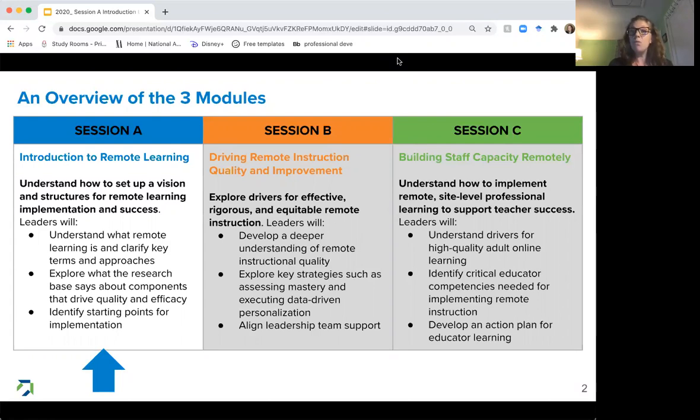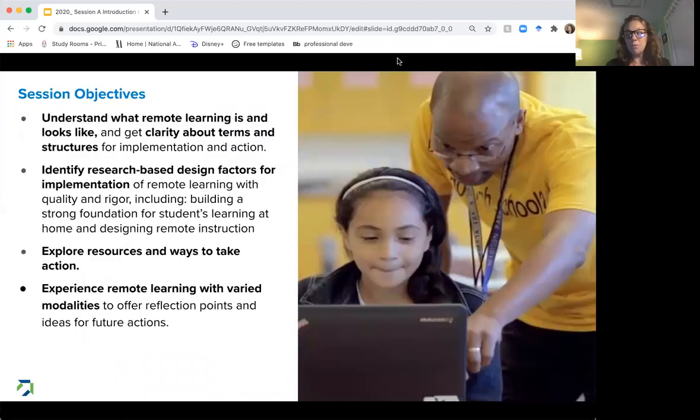Sessions B and C will build on this module by focusing more deeply on how to drive remote instruction quality and improvement, the actual practices that you might put in place within a remote learning design. And session C is focused on building the capacity of other educators, focused on, hey, how do we do PD remotely? So our objectives for this recording are fourfold.